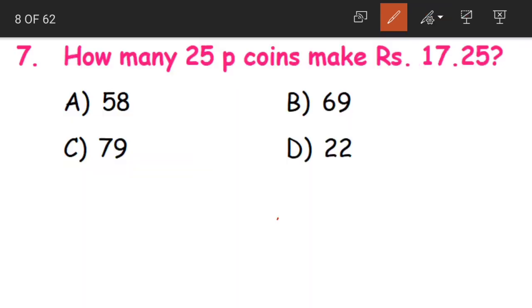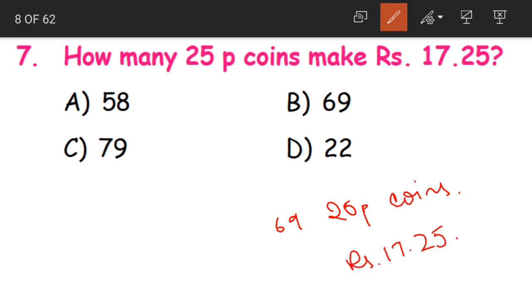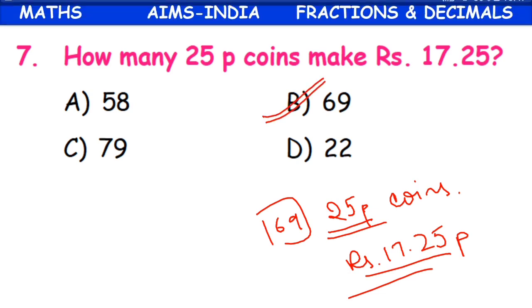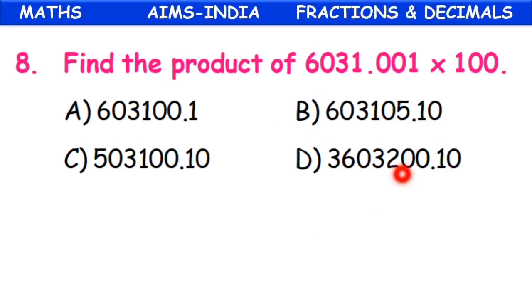Now what is this 69? 69 25 paise coins are needed to make 17 rupees 25 paise. Understood, children? If you have 69 25 paise coins, the total value would be 17 rupees 25 paise. So option B, 69 becomes our correct answer. I hope this is clear.